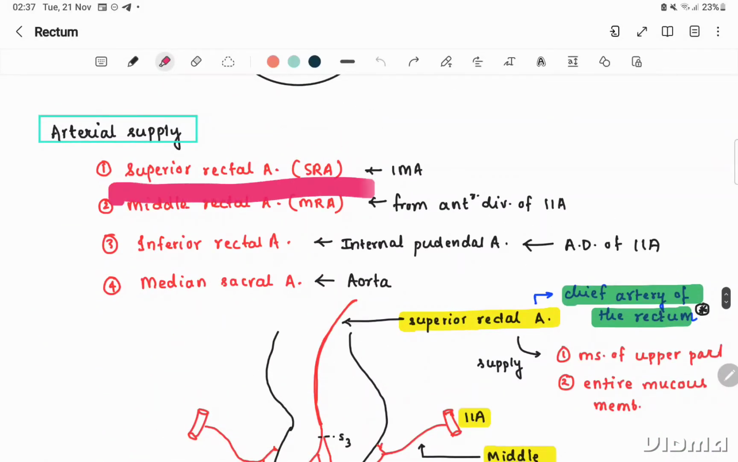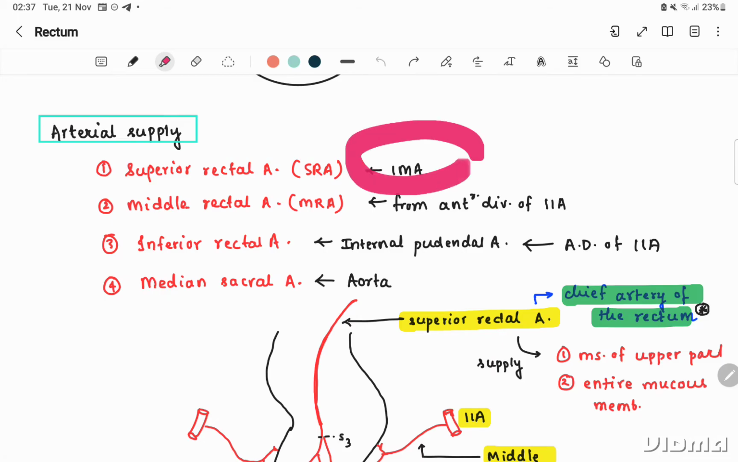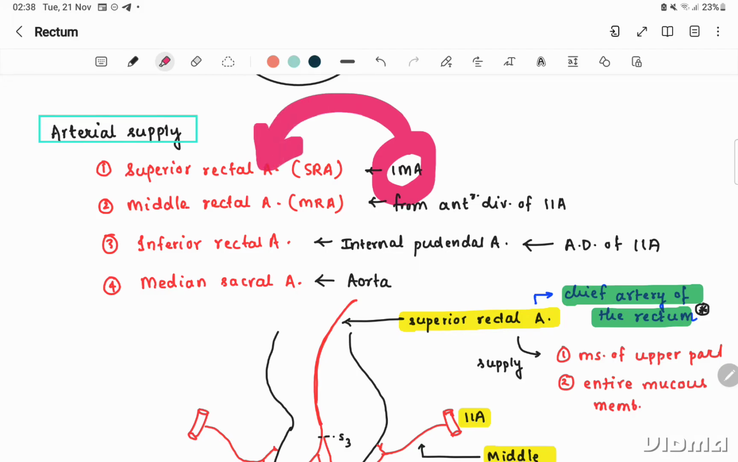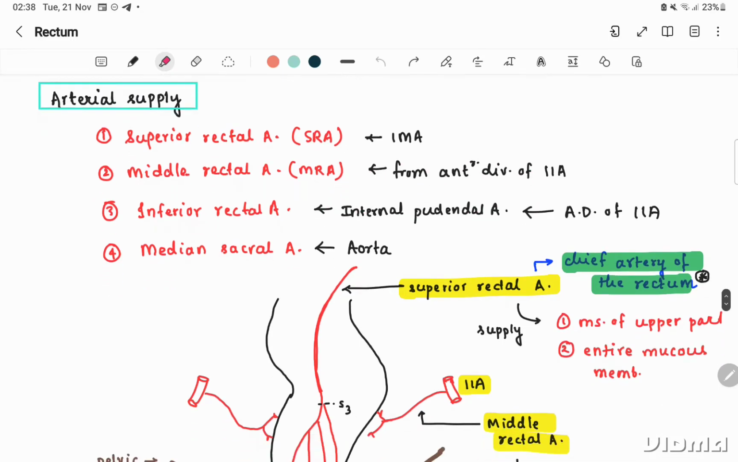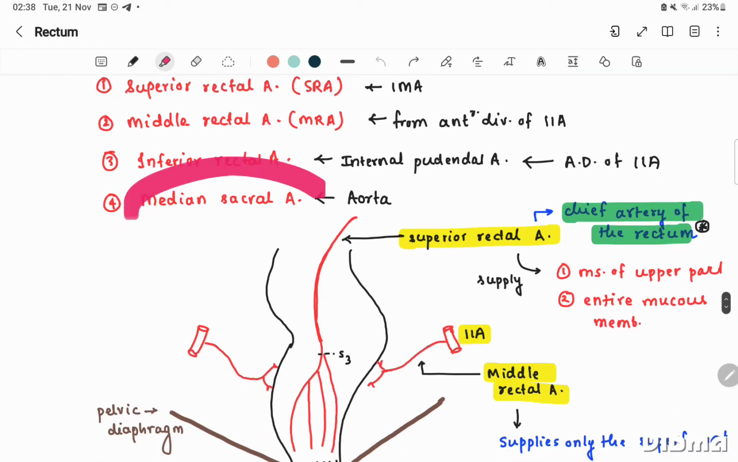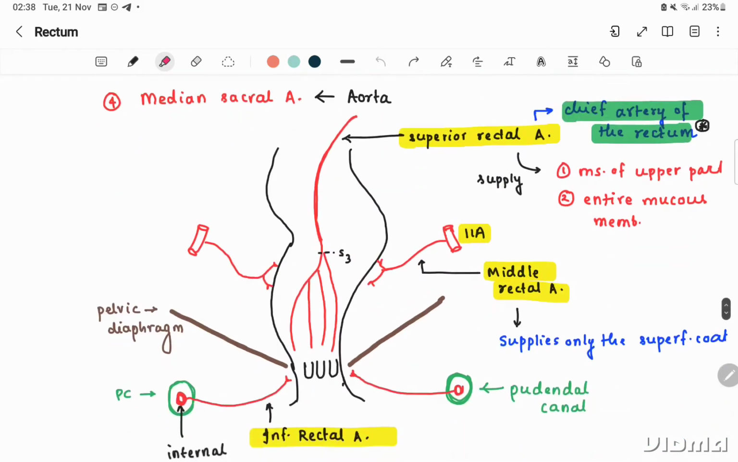Talking about the arterial supply, we have the superior rectal artery, which supplies the rectum and is a branch of the inferior mesenteric artery. We talked about that. The inferior mesenteric artery continues as the superior rectal artery. Understood? The middle rectal artery is from the anterior division of your internal iliac artery. The inferior rectal artery is also a branch of the anterior division of the internal iliac artery, which gives the internal pudendal artery, and the branch of the internal pudendal artery is called your inferior rectal artery. And the median sacral artery is a direct branch of your abdominal aorta.